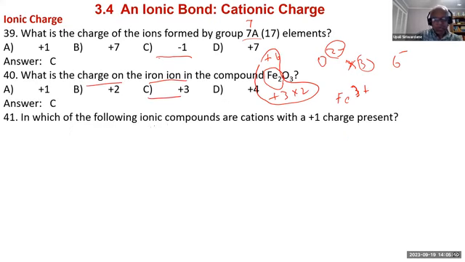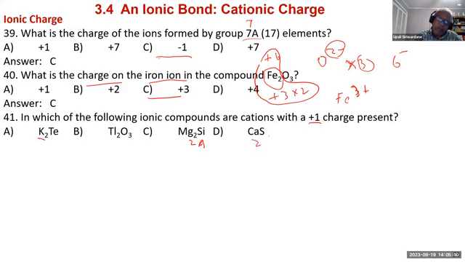Which of the following ionic compounds contains cations with a positive 1 charge? This is group 1A. This is not group 1A; that's group 2A. That's 2A. I think that's group 3A. That's the 1A. So 1A forms a 1+ cation, therefore the answer should be A.